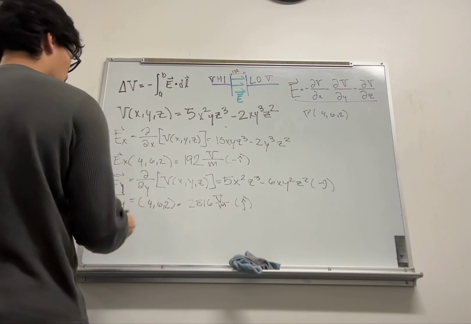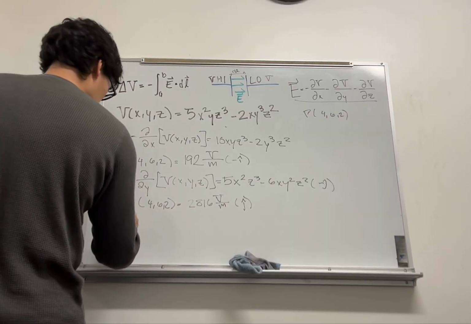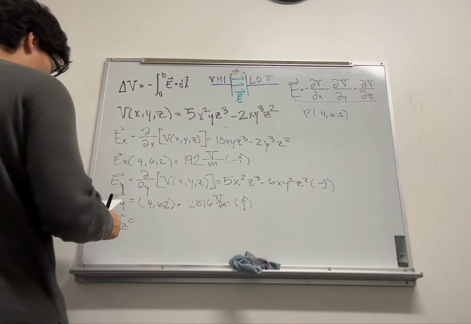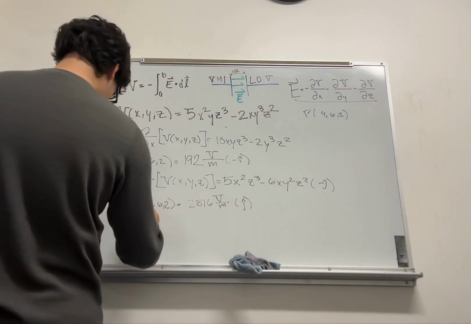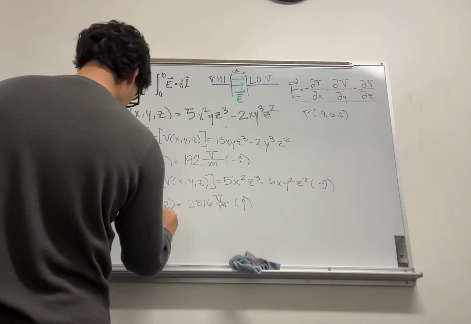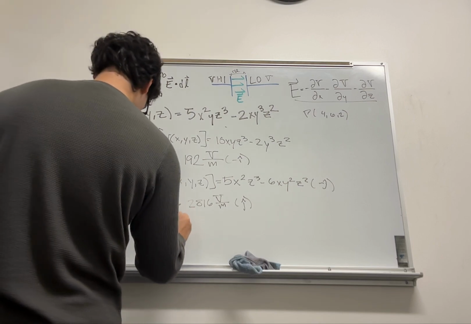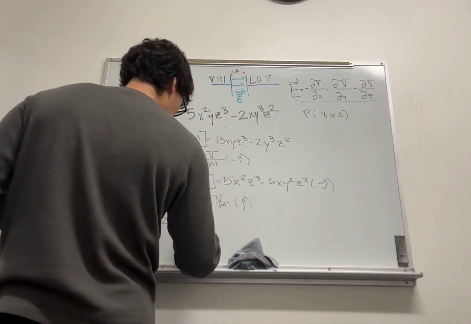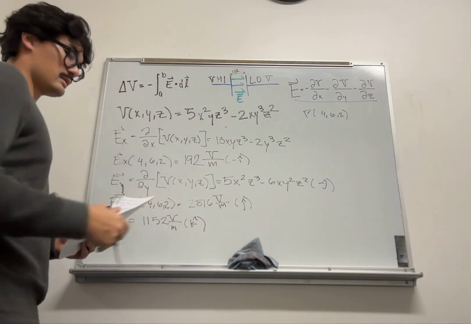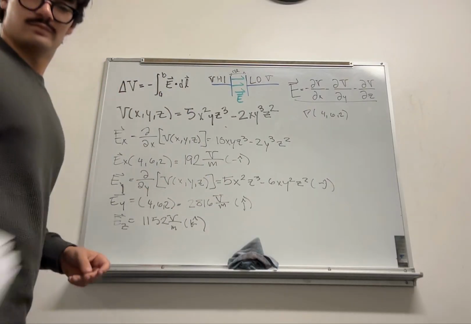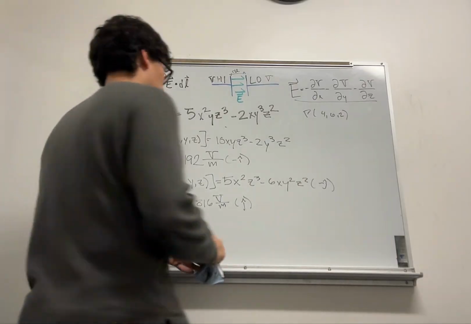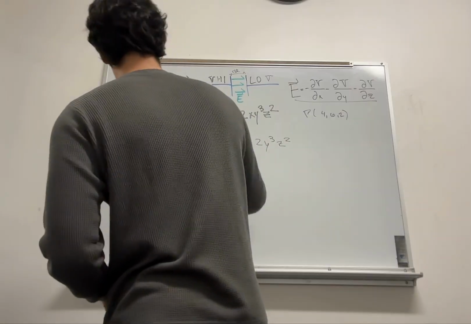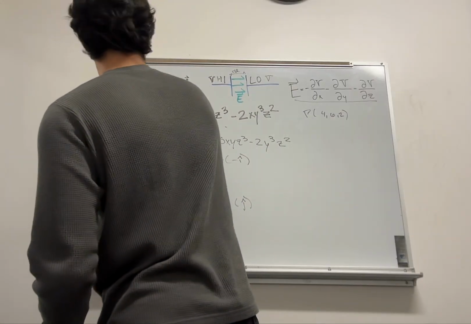And I'll just skip the third partial derivative. We will find that the z component of the electric field is 1,152 volts per meter in the positive k hat direction. So knowing all these components, we're asked to find the magnitude. It's the same way you would find the magnitude of any other vector. So you just do the Pythagorean theorem.